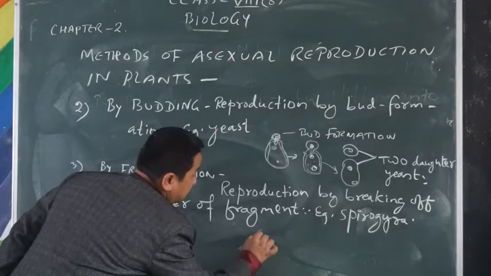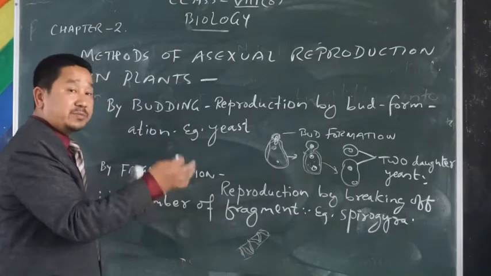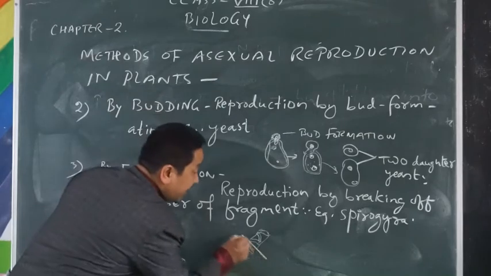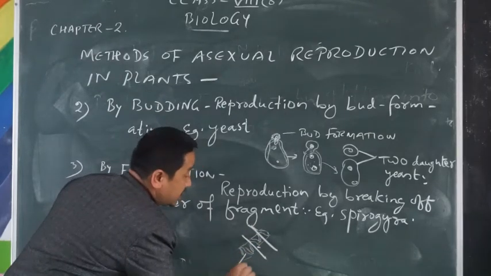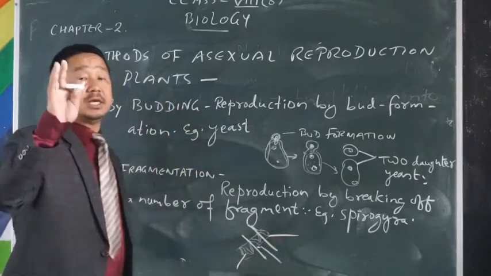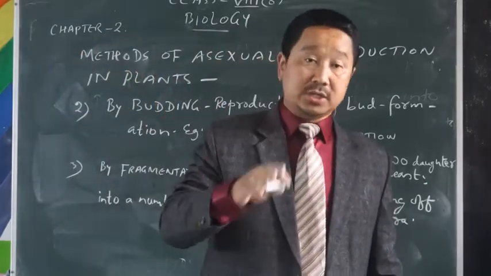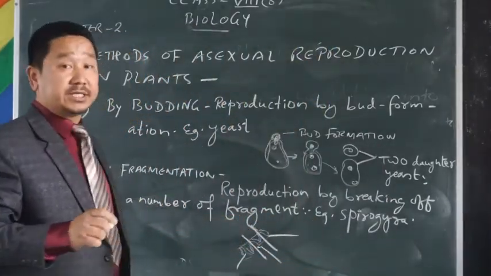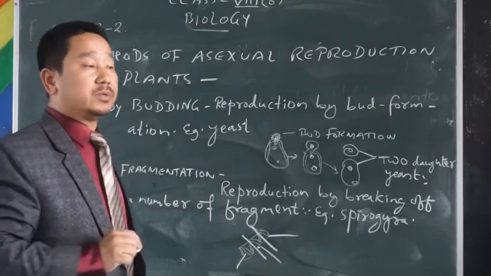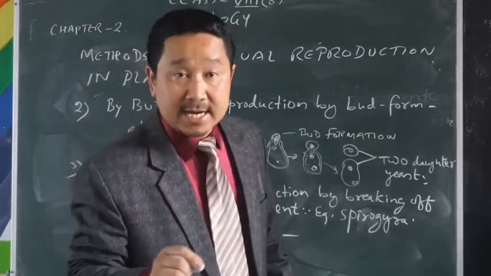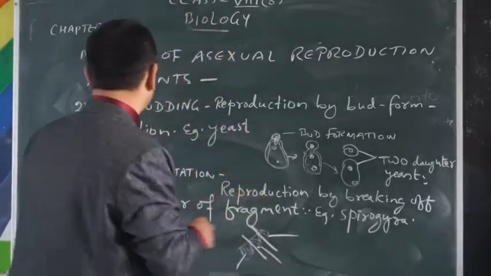Okay? So it's like this. When it's mature, there will be fragmentation. I mean, from here, from here, from here, three Spirogyra are formed. This is your fragmentation. The third method of asexual reproduction in plants is fragmentation.